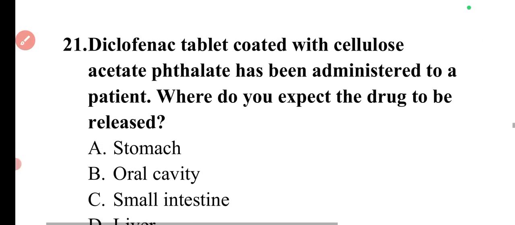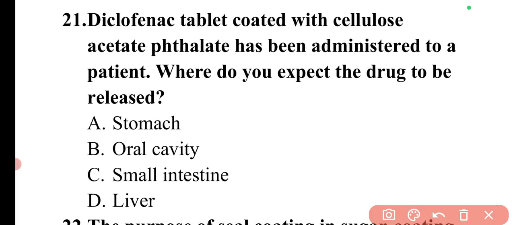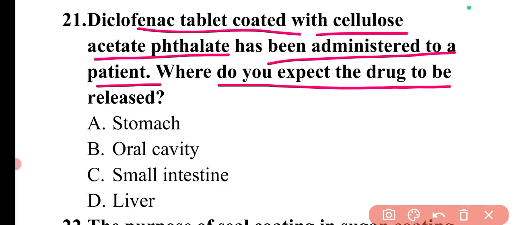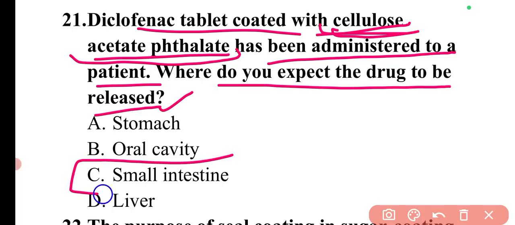Then coming to the next question. The question is, a diclofenac tablet coated with cellulose acetate phthalate has been administered to a patient. Where do you expect it to be released? If any tablet is coated with an enteric material, here they have used cellulose acetate phthalate, that tablet will be released in the small intestine only. So here option C will be the correct answer.